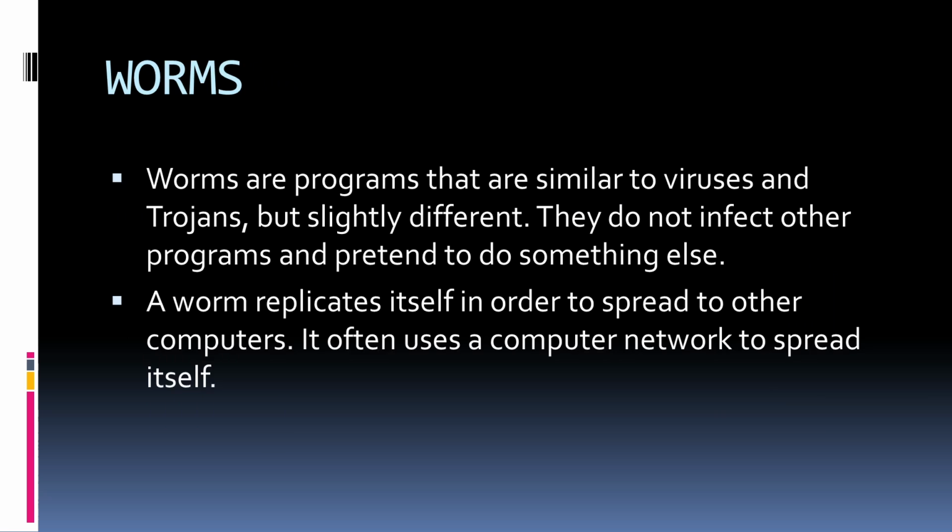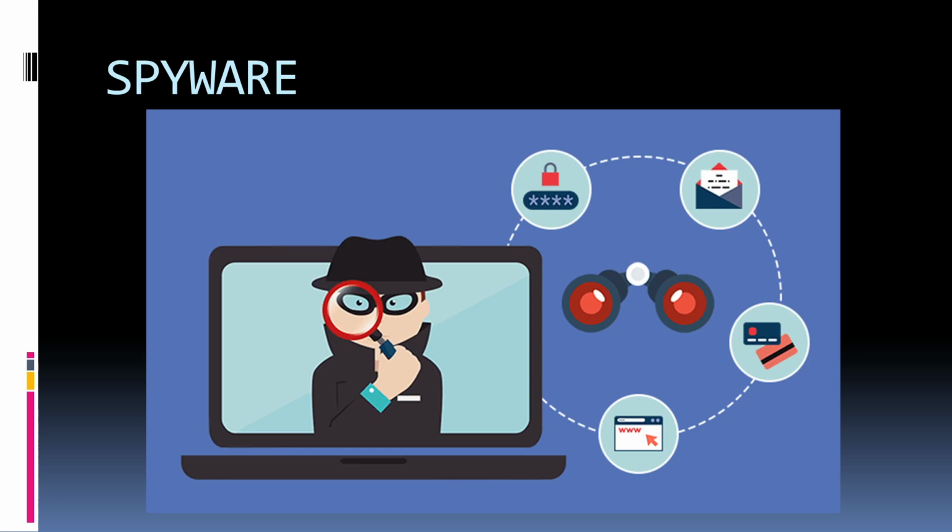Worms. Worms are programs that are similar to viruses and Trojans, but are a little different too. They do not infect other programs and pretend to do something else. A worm replicates itself in order to spread to other computers. It often uses a computer network to spread itself.